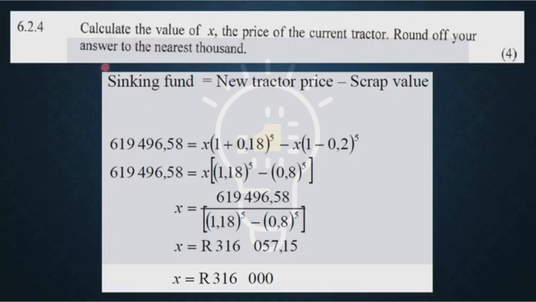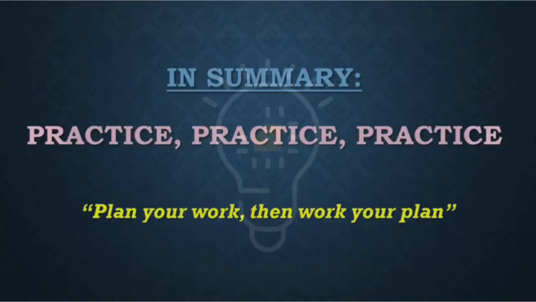And then finally, calculate the value of x, the price of the current tractor. Round off your answer to the nearest thousand. Well, the sinking fund is equal to the new price of the tractor minus its scrap value. So what do we do? Well, we found the value of the sinking fund in the previous step to be this amount. We take the new price of the tractor, which we calculated, and also the scrap value, which was the depreciation one that we did first. When we simplify all of this, the value of x amounts to 316,000 Rand. Remember, we have to divide both sides by the square bracket here to bring us to that amount. And that's how we do that.